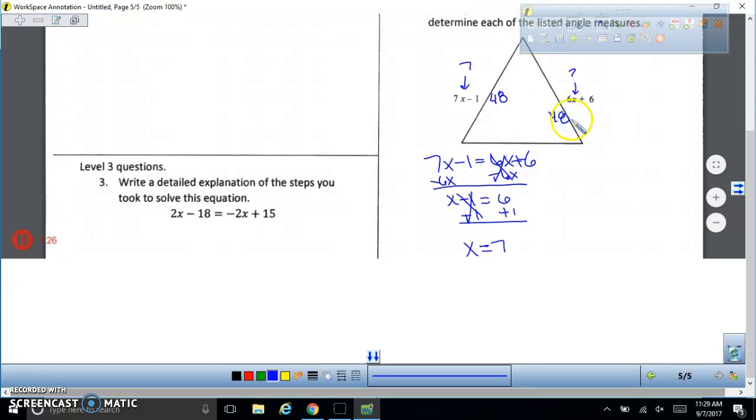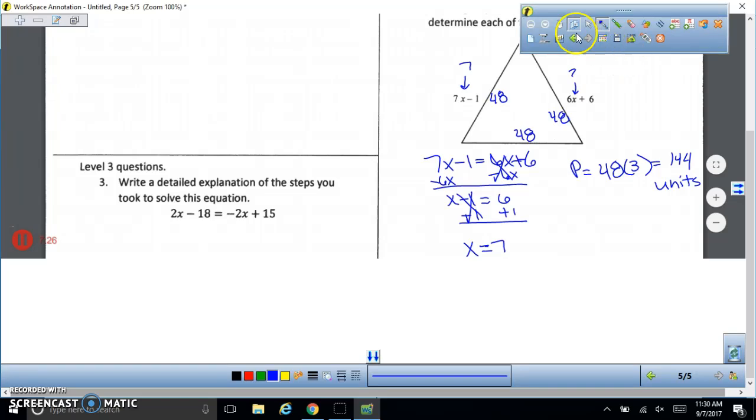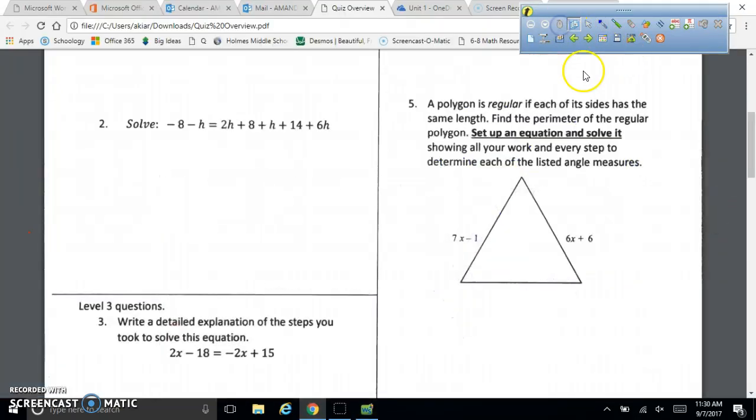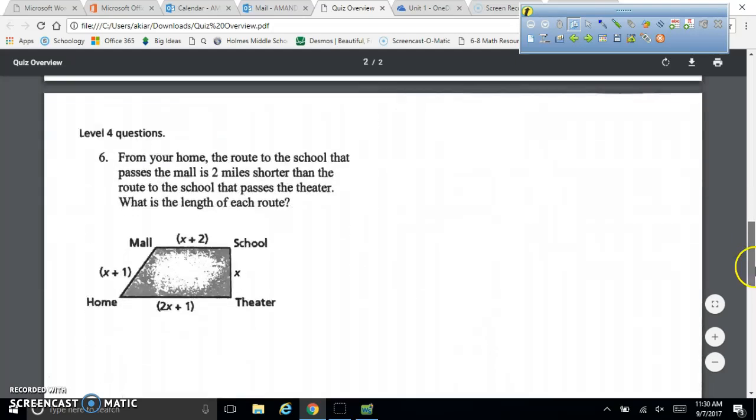So did we get the right answer? Yes. Each side is 48. So we have 48 times 3 is equal to the perimeter, and the perimeter is 144. So I gave some of you half points because you didn't find that perimeter part. All right, let's go to the back side.